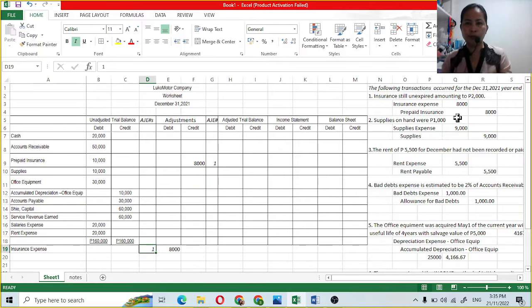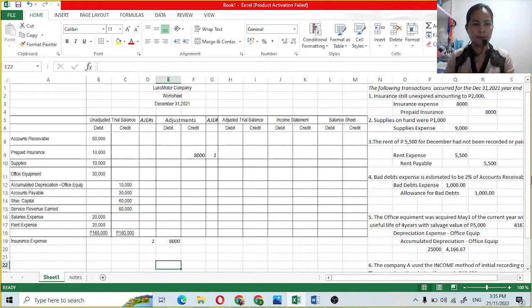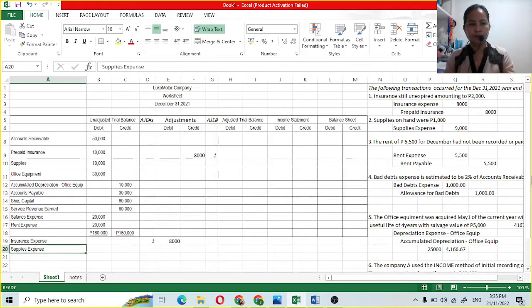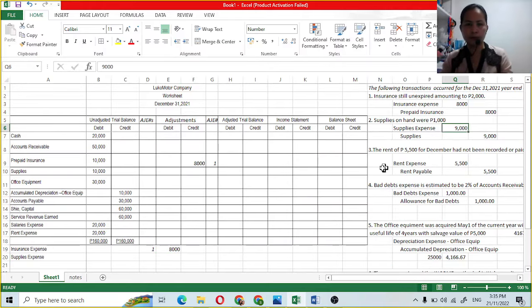Okay? Adjustment number 2. Supplies expense na 9,000 pesos. And then, credit supplies na 9,000 pesos. Supplies expense. Meron bang supplies expense? Wala. Okay? So, ilagay natin ulit, ano? Supplies expense na 9,000 pesos. Debit yun. Okay? So, formula natin ay JE number 2 ulit. So, that is 9,000 pesos. And then, credit supplies na 9,000 pesos. Okay? So, that is adjustment number 2.